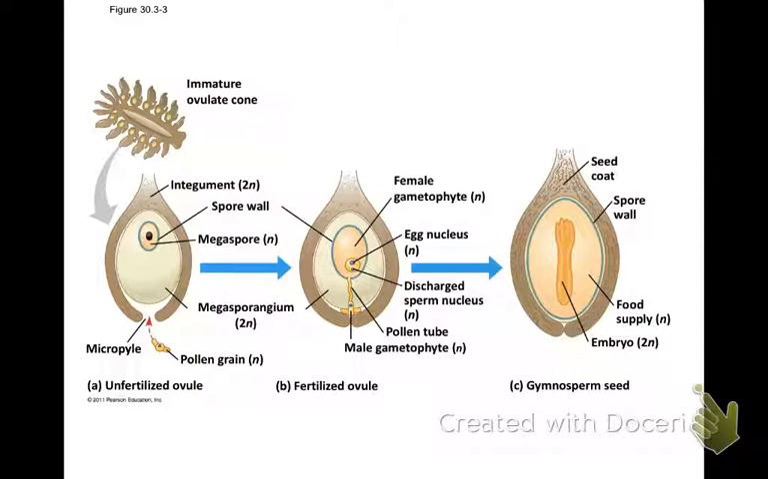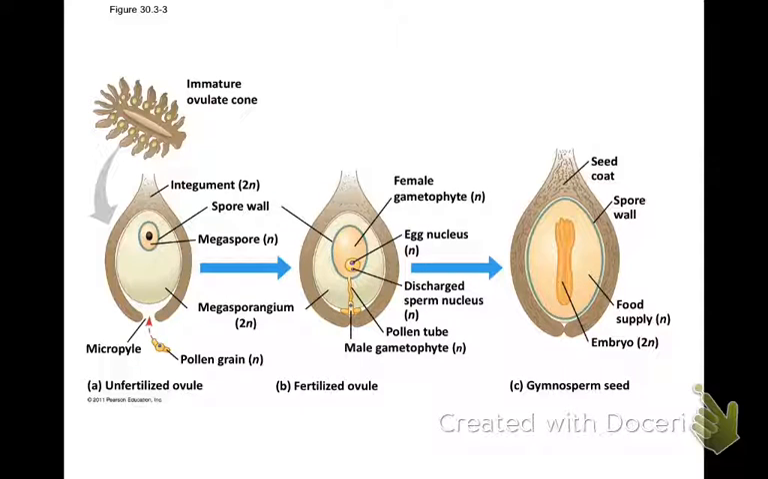So here's a diagram of a gymnosperm ovule. So you can see here you have one integument on the scale of the ovulate cone, and inside there you have an ovule that contains a megaspore, which will undergo 3 rounds of cell divisions and give rise to the female gametophyte, which will include the egg cell.